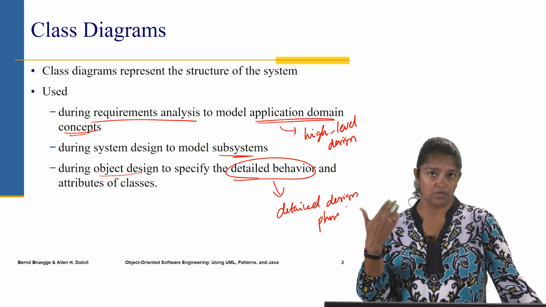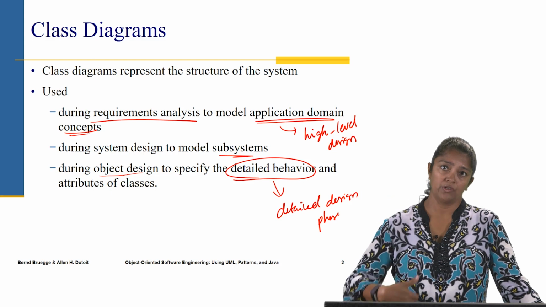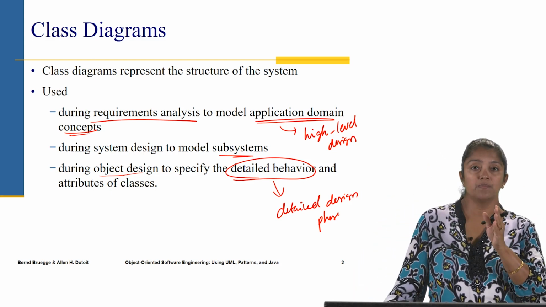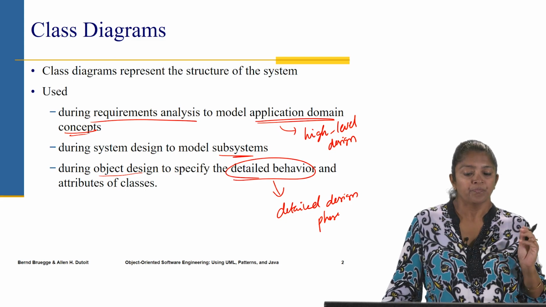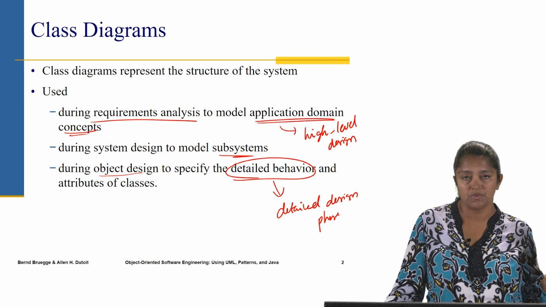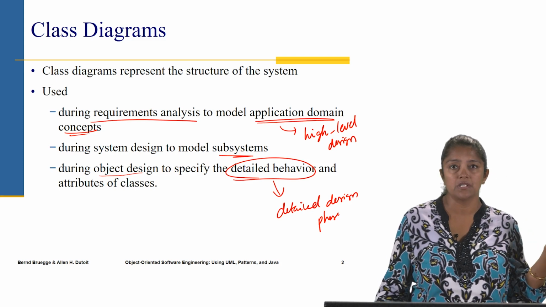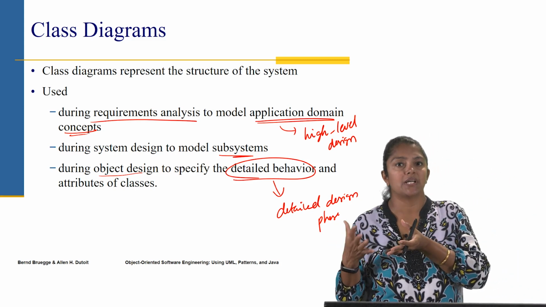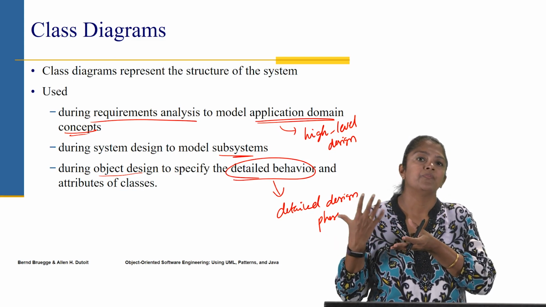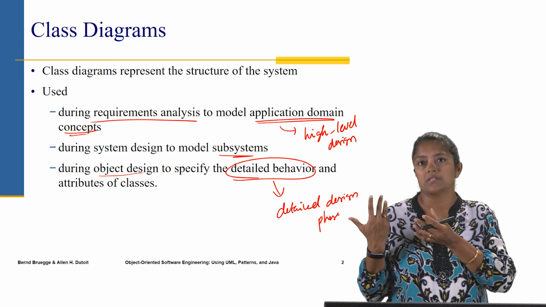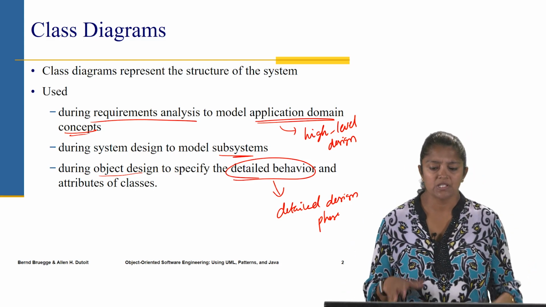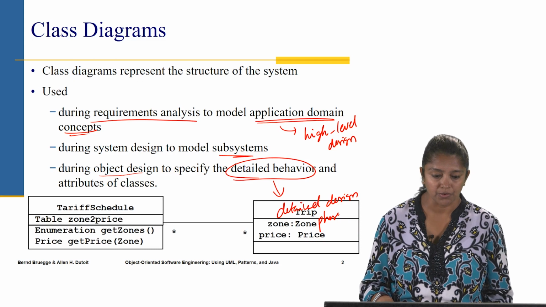So it can be used during all of these three different phases: requirements analysis, system design, and object design. It's just that the focus is different. At the requirements analysis phase, we're just trying to model the application domain concepts, whereas once we get to object design, we're trying to model more detailed behavior and all of the attributes of the classes and the different operations of the classes. So that's how class diagrams are used.